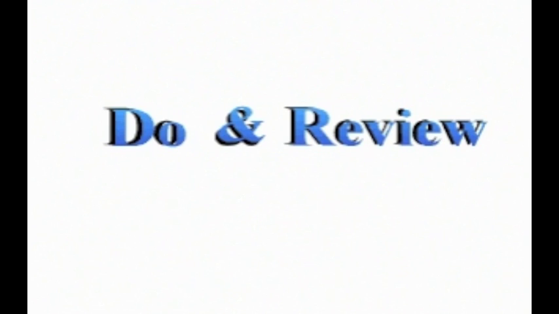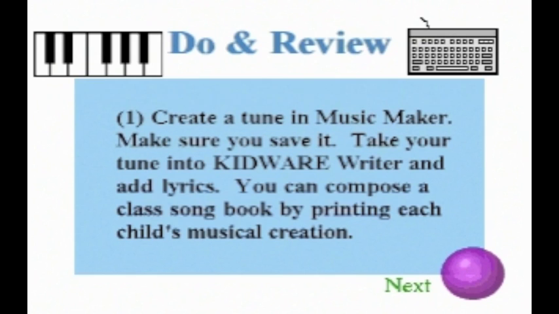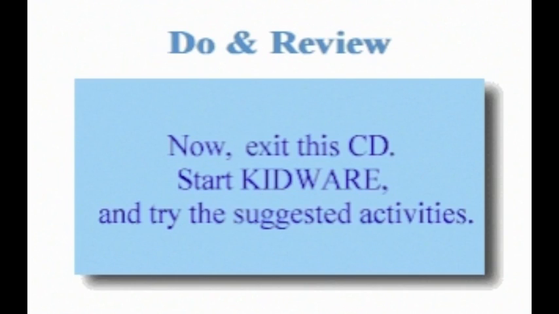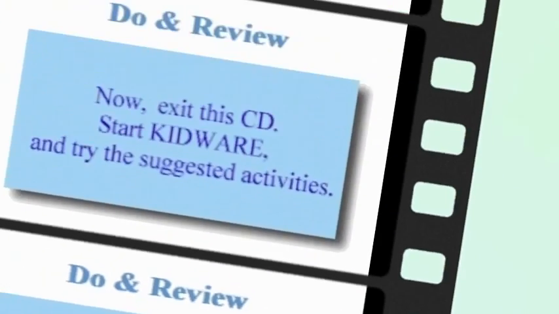Do and review. The following are some do and review activities for you to try. Create a tune in Music Maker. Make sure you save it. Take your tune into KIDWARE Writer and add lyrics. You can compose a class songbook by printing each child's musical creation. Move up to level 5 of the software programs using the Teacher Utilities menu. Now exit this CD, start KIDWARE, and try the suggested activities.